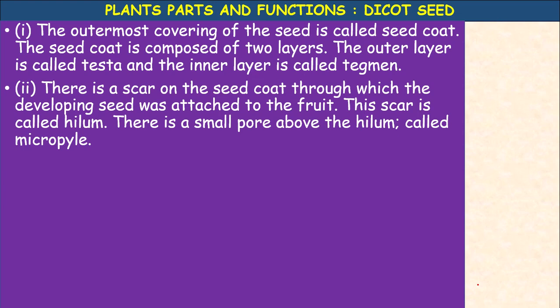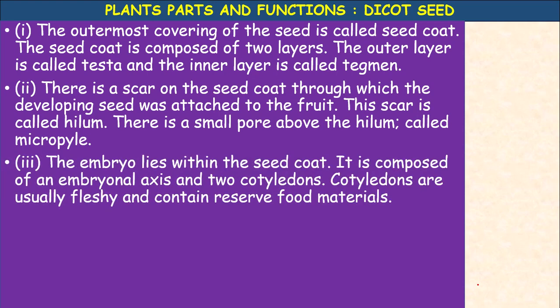There is a small pore above the hilum. It is called micropyle. In the ovule, there is an opening called micropyle. So the seed also contains a small pore above the hilum, which is called micropyle.